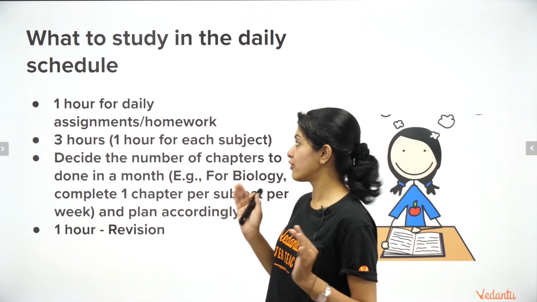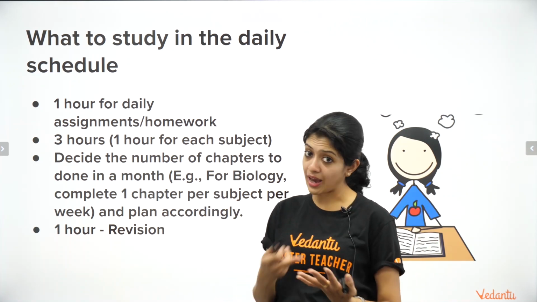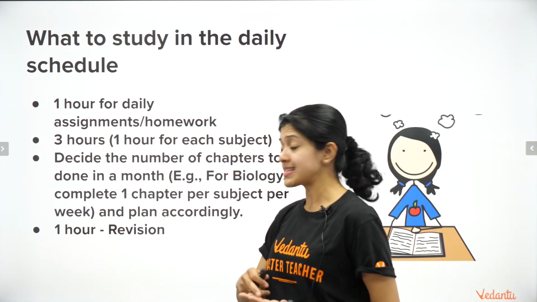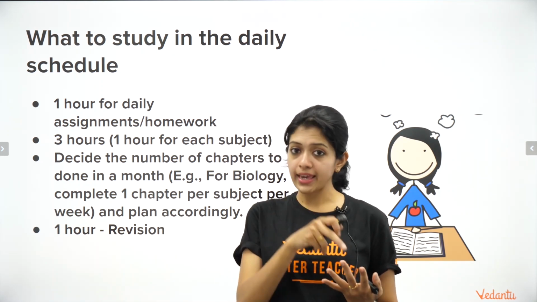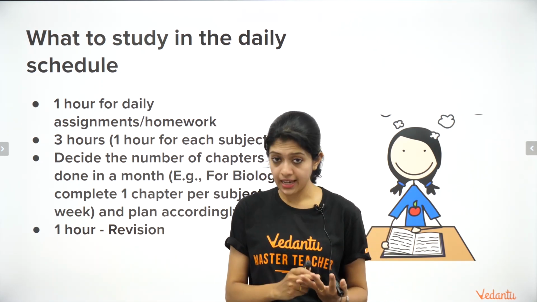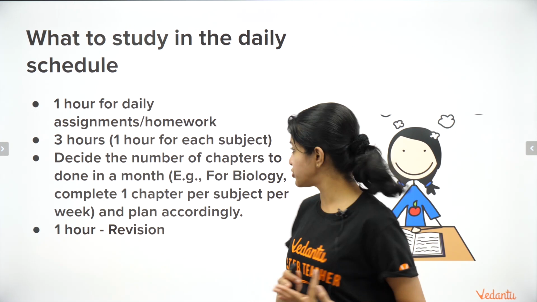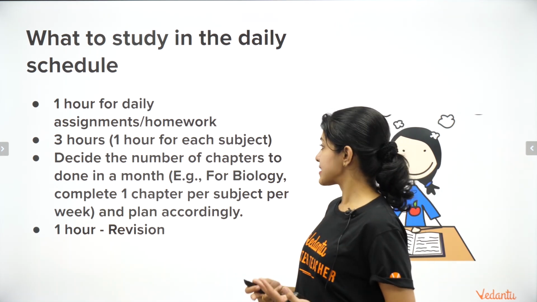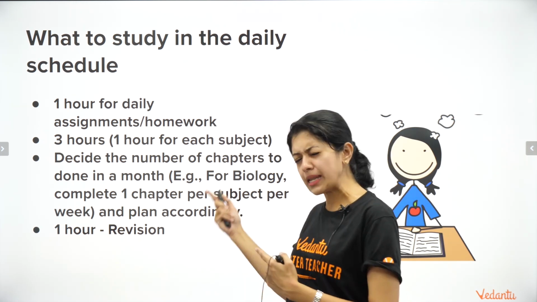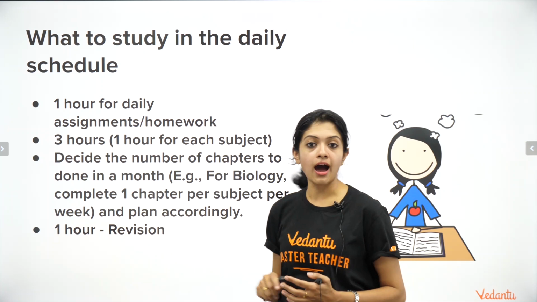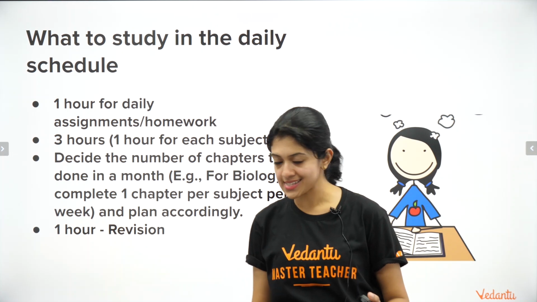Assign 1 hour for your daily assignments or homework that you get from school, okay? 1 hour out of your 5 hours, right? Then dedicate 3 hours, of which you dedicate 1 hour to each subject. 3 subjects in a day should be your target, right? So 3 hours, 1 hour for each subject. And thirdly, decide the number of chapters to be done in a month. Okay, we'll talk about that in a bit. And the last one will be 1 hour of revision. Okay, so 1, 3 and 1, that adds up to your 5 hours, right?